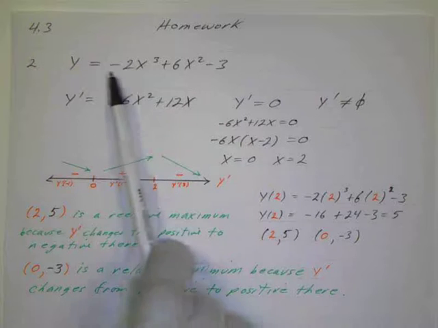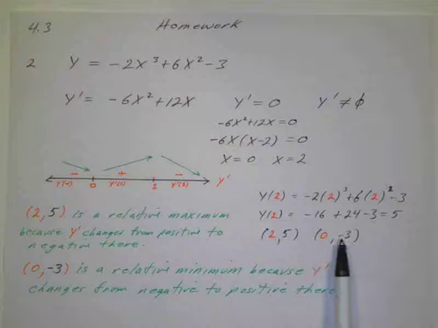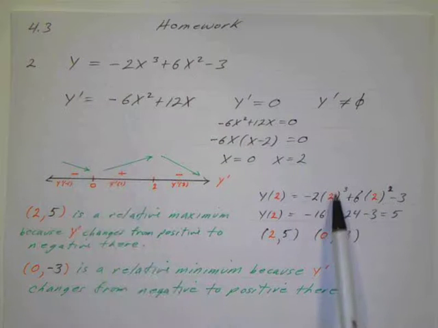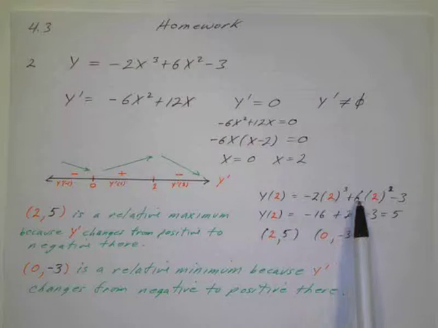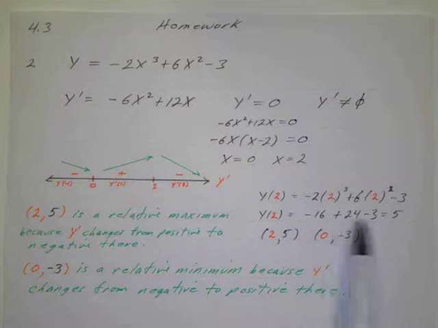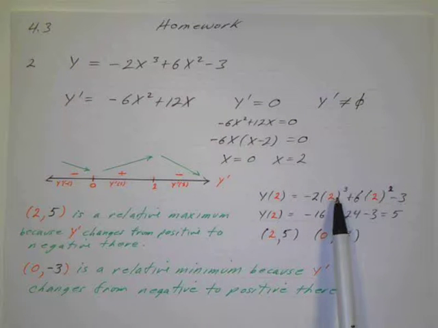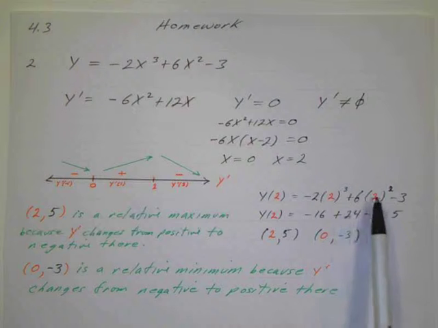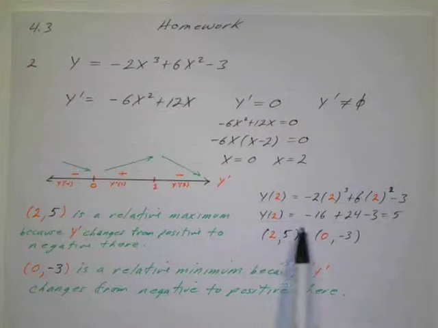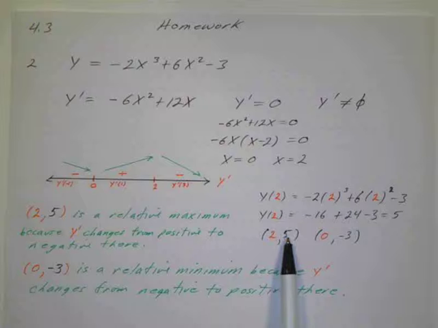If I put 0 in the original function, I get negative 3. So that's one of my points, one of my relative extrema. Then if I put 2 in the function, negative 2 times 2 cubed plus 6 times 2 squared minus 3. And then we just simplify that. 2 cubed is 8, 2 times 8 is 16, 4, 6 times 4 is 24. That ends up being 5. So this is my other point. So these are the y values that go with the critical numbers there.